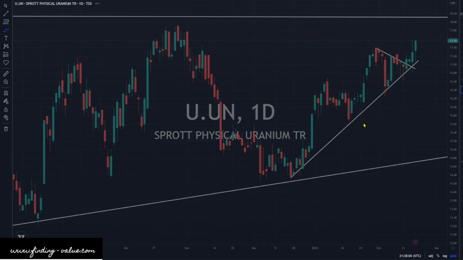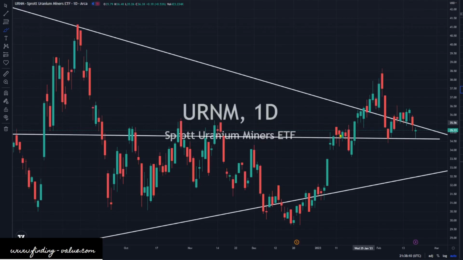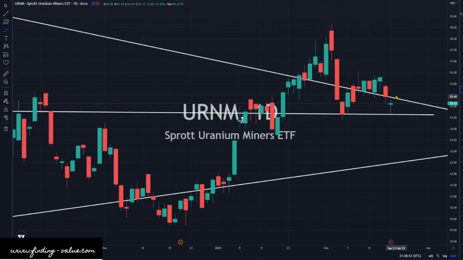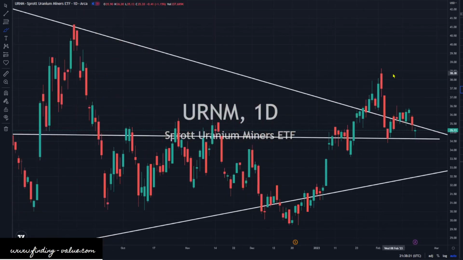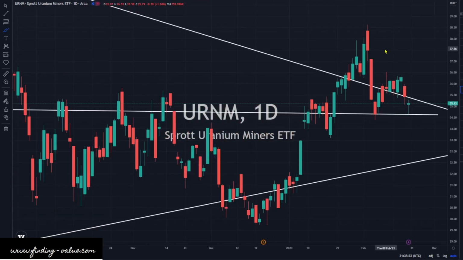URNM, down 0.85%. This is the uranium mining companies, and we're basically stuck between resistance and support. That support area is pretty strong. We've got lots of trading underneath us, and it looks like the resistance is also strong above us. So we're at that point where the buyers and sellers are duking it out, and we'll see who wins.